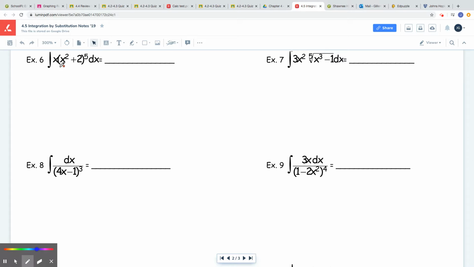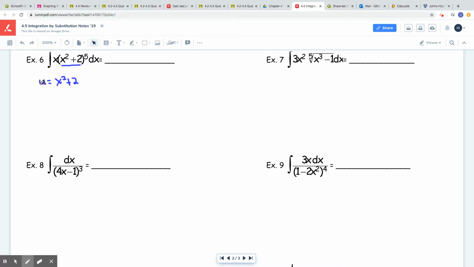So remember, we are going to use substitution whenever there is some quantity raised to a power. If there's not a quantity raised to a power, then we're going to treat things like we normally have. So we only use substitution for right now if we have a quantity, which we have here, x squared plus 2 raised to the fifth. Whatever is on the inside of that parentheses is going to be our u. So we've got x squared plus 2.